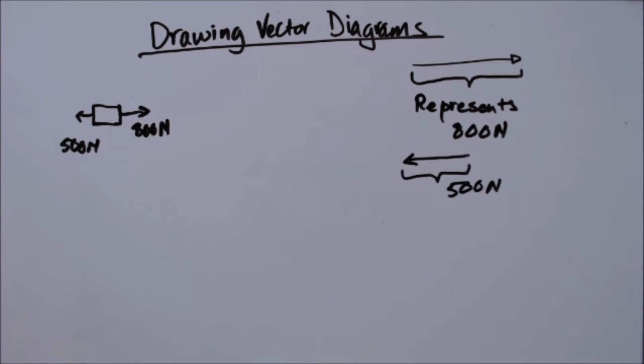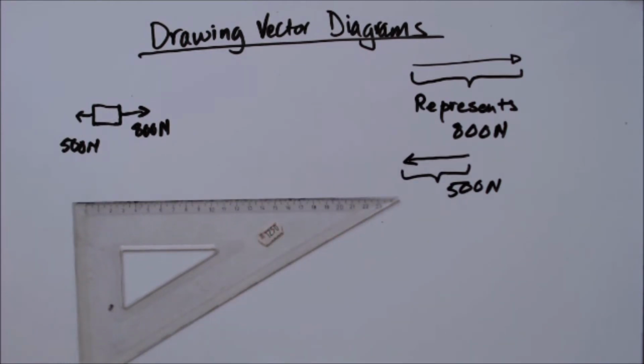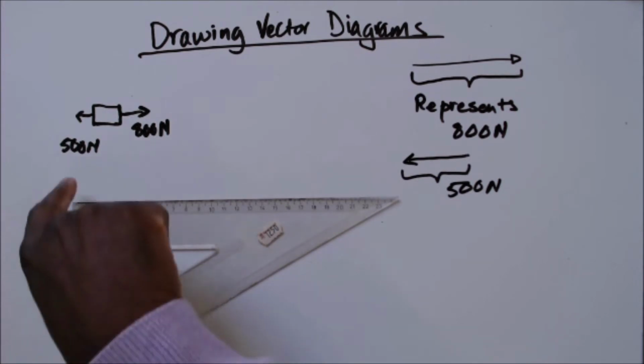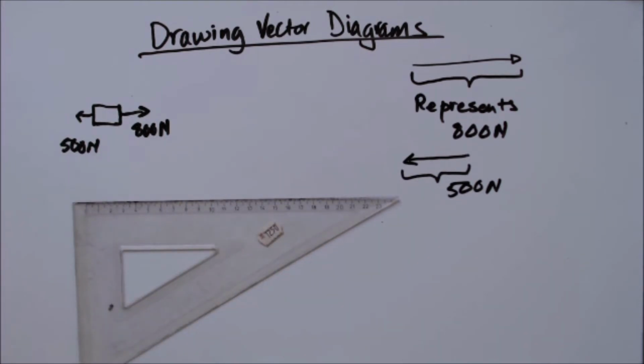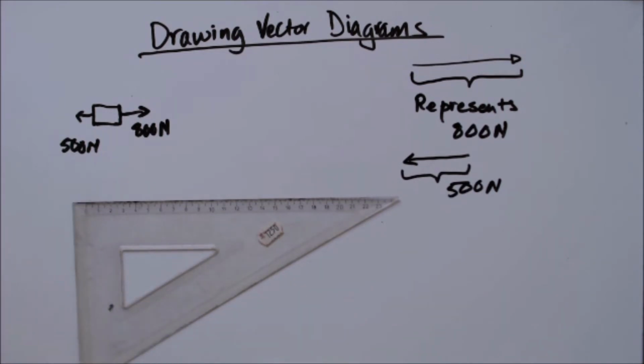Now, you're going to have to use a ruler. And here I've got a ruler, and the ruler is part of a set square, which is handy because sometimes you need to figure out right angles when you're drawing vector diagrams. So it's a useful idea to have a ruler which is a set square. But even if you've got just a standard 30 centimeter ruler, you can then draw accurate vector diagrams and get answers. So let's start off by choosing a scale.